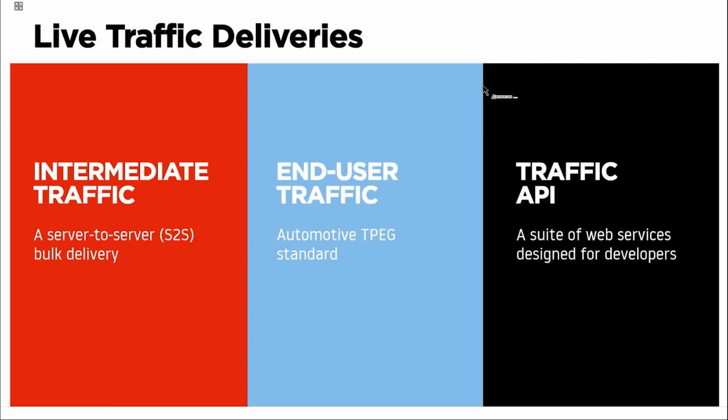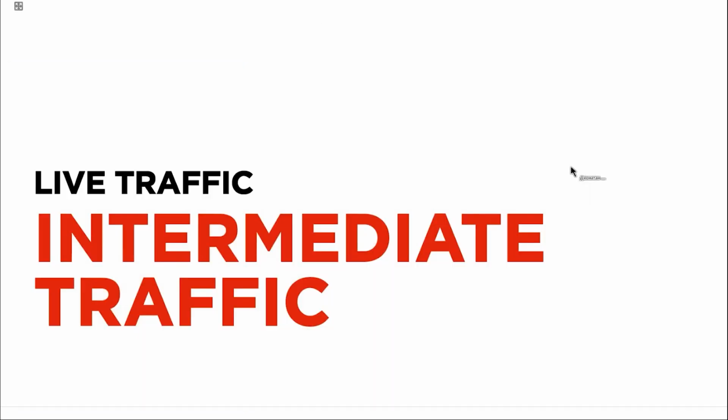So after the service is ready, we have to deliver this service, and we have a couple of options. We have intermediate traffic, which is our server-to-server delivery, end user traffic, which is only for automotive, and we're not going to focus too much on it today. And also the traffic APIs, which is our developer portal. So we're going to talk about intermediate traffic, and then we can show the developer portal. Can you switch back to the previous slide?